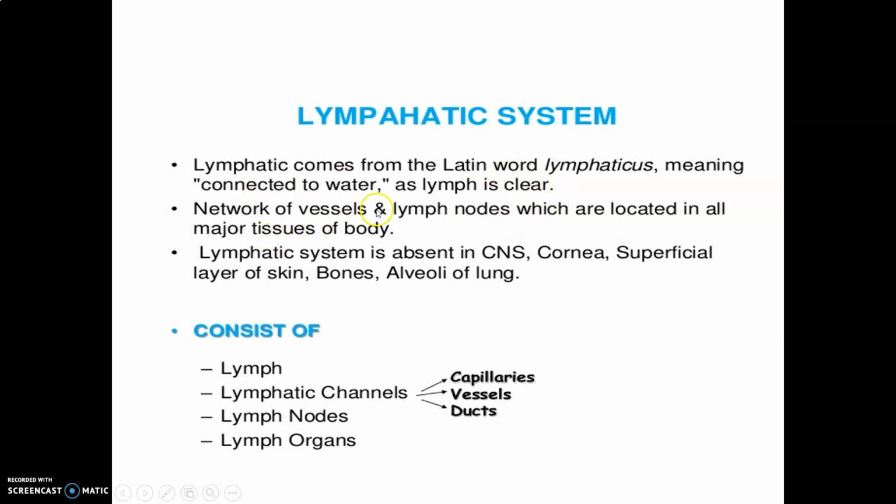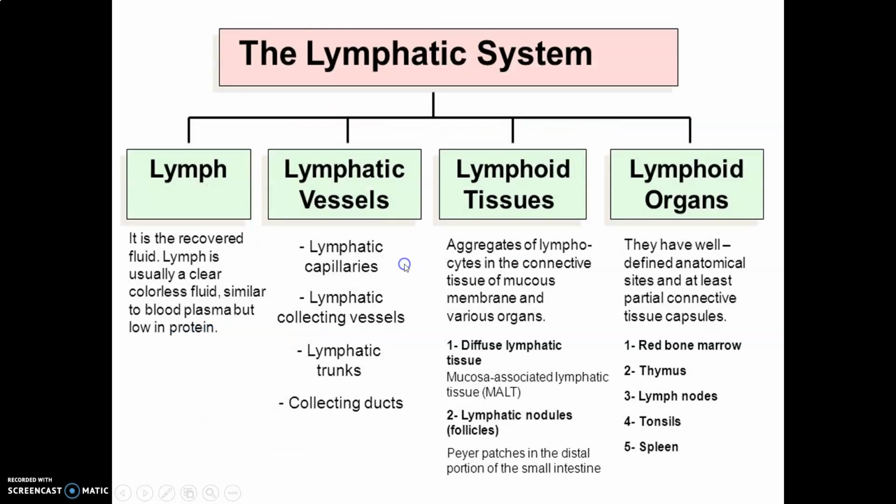They also have a network of vessels, the lymphatic vessels, and the lymph nodes, which are located in the major tissues of the body. Lymphatic system, always remember, is absent in the CNS, central nervous system, cornea, superficial layer of skin, bones, and alveoli of lung. The lymphatic system consists of the fluid called lymph, the lymphatic channels, which are the capillaries, vessels, and ducts, the lymph nodes, and the lymph organs.